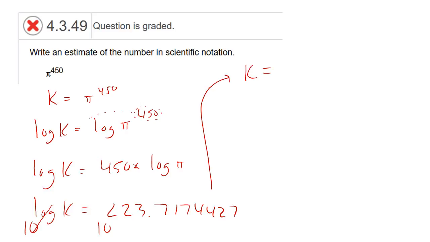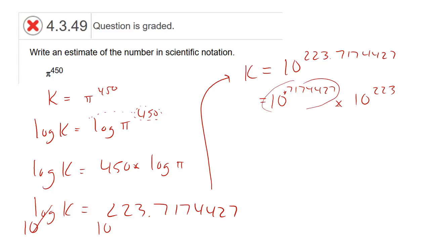So that means the k value itself is 10 to the 223.7174427. And then we're going to move this around. So we're going to leave the decimal point that's there. All right, then we have to evaluate this again using a calculator. When you use a calculator, you get 5.2173. And then that is the leftovers right there. So 5.2173 times 10 to the 223rd power.